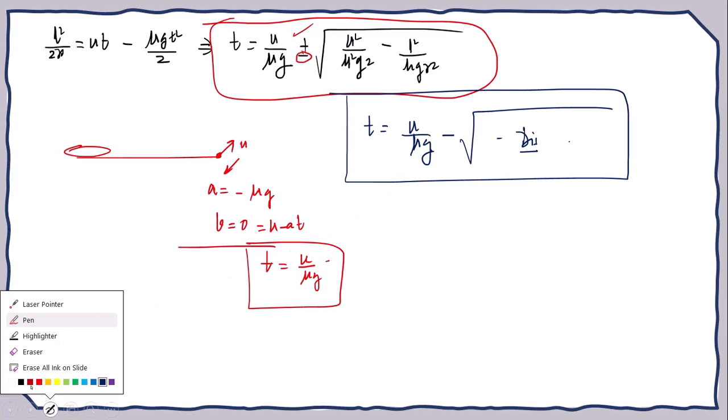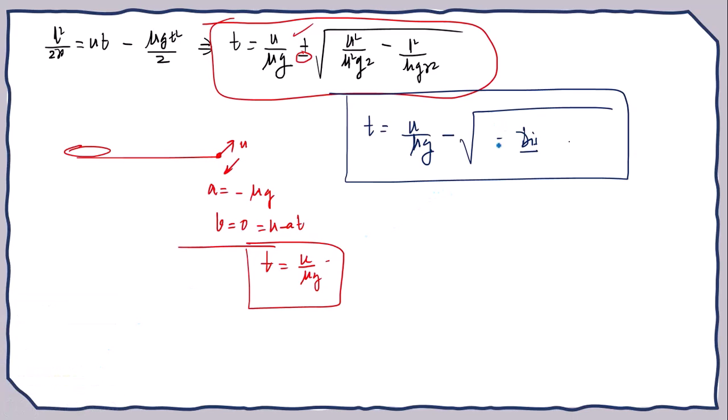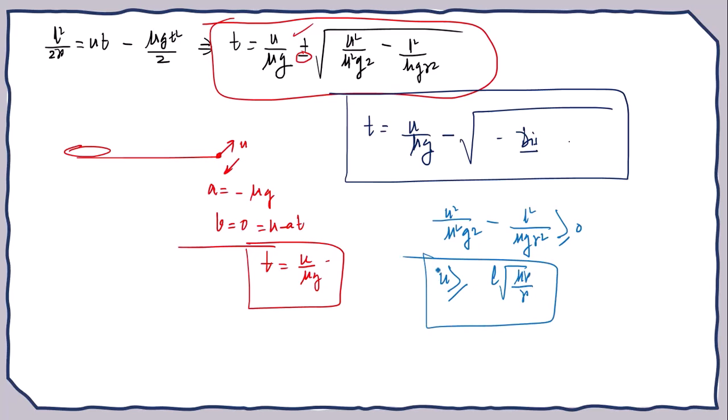That will imply the condition on u, the initial speed. If I closely look at the discriminant part, it should be a positive number. That means u square by mu square g square minus L square divided by mu g into r square should be greater than or equal to 0. Once I solve this, ultimately u should be greater than or equal to L into the square root of mu g by r. So this is the condition. The projected velocity should be more than this number, then only it will hit.